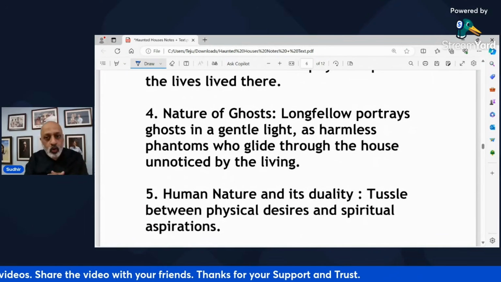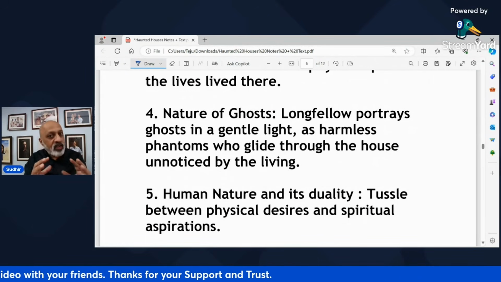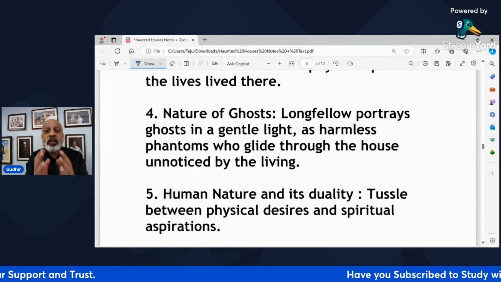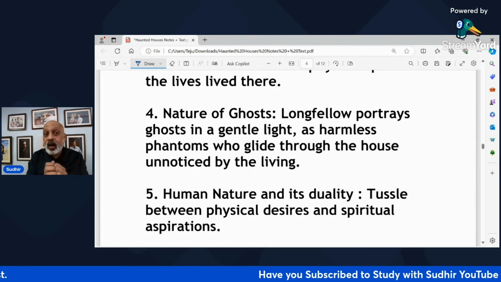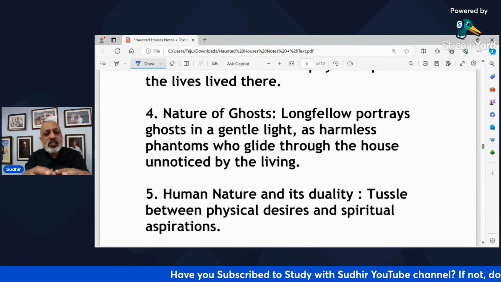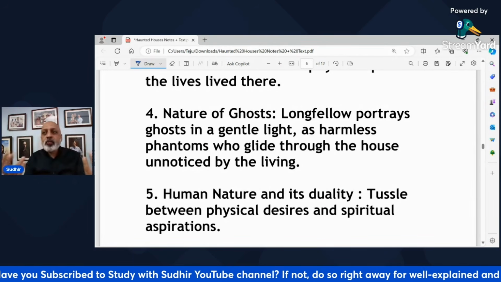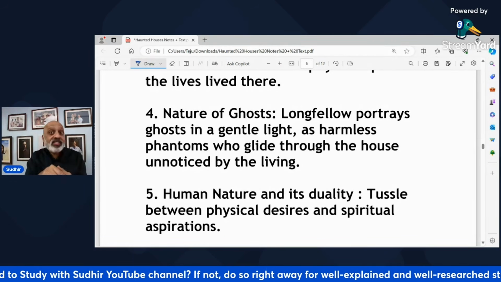Then the nature of the ghost. So Longfellow is portraying the ghosts in a very gentle light. They're not menacing creatures. They're not out to terrify you. They're not out there to scare you. They're not doing the work of frightening. They're harmless ghosts who glide through the houses. Okay. And they're unnoticed by the living people. They can't see them except the poet.